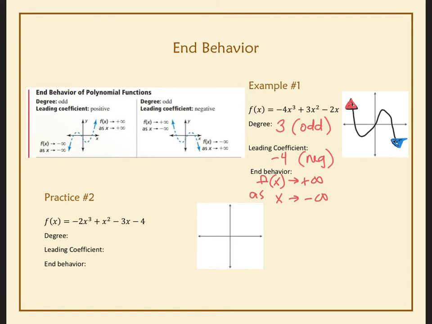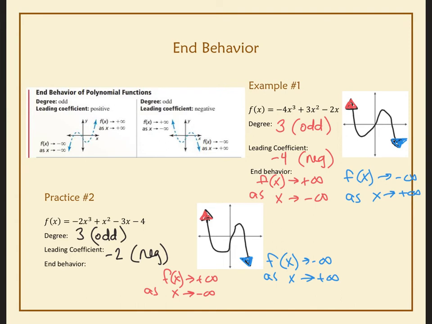On the right-hand side, what's happening to this end behavior? What's happening to my graph? Well, the graph is approaching negative infinity. On what side? It's approaching negative infinity as x is on the right side, which is positive infinity. So go ahead and pause this video and try practice number 2 on your own.